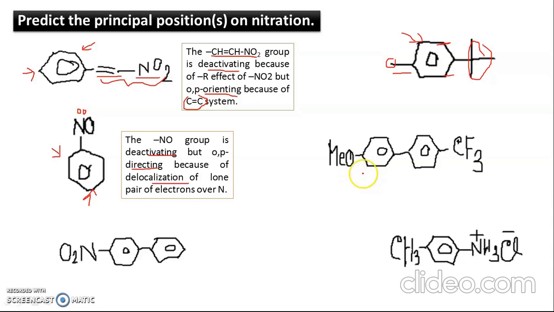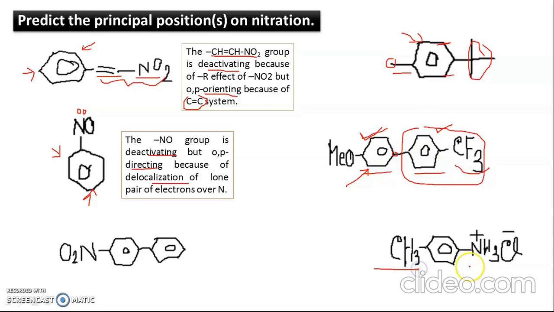Next molecule, here we have a biphenyl system. In the first ring there is a methoxy group, and in the second ring there is a CF3 group. If you focus individually on each benzene ring, obviously the first ring, because of the presence of the methoxy group, is an activated ring, but the second ring, because of the presence of the CF3 group, is a deactivated ring. So that is why the principal position will be this one. The para position with respect to MeO is already blocked by the total portion, if you consider it as a group. So the para position is blocked, and only the ortho position is available.